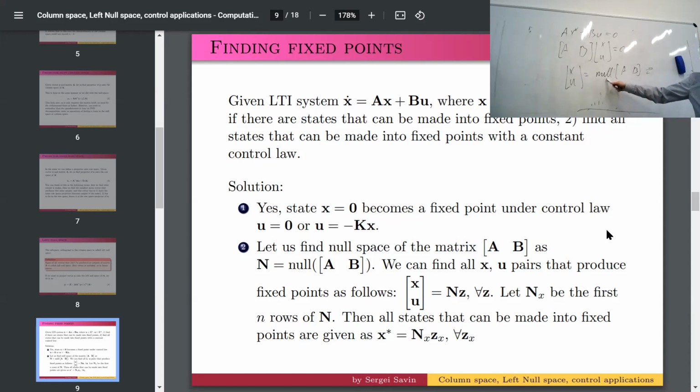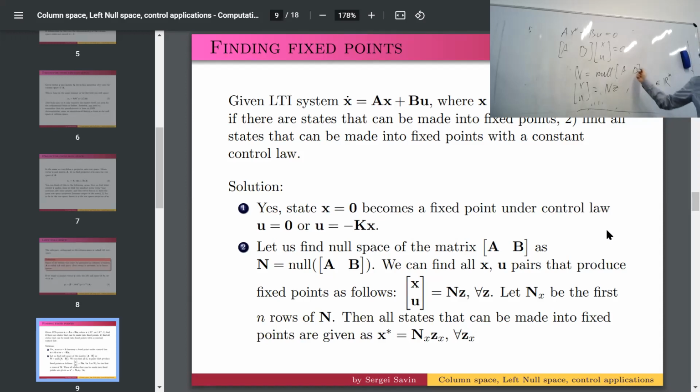Now, z is what I'm saying for any z in R^k, where k is the dimensionality of the null space. So what we are saying is any vector x and u that can be obtained as a null space, let me rewrite it this way. N is equal to the null space of this guy. Then the solution is all x and u that are N z, where z is this.